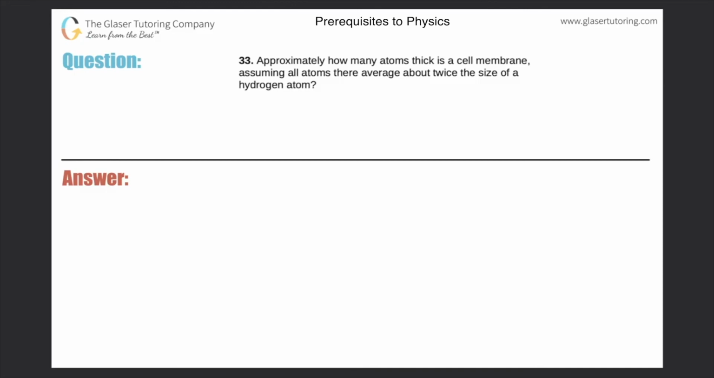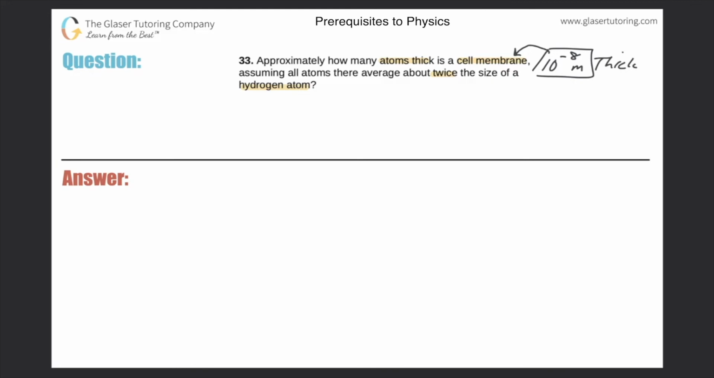Number 33. Approximately how many atoms thick is a cell membrane, assuming that all the atoms there average about twice the size of a hydrogen atom? Okay, so in order to appropriately answer this question, we do have to make a couple of assumptions. So let's first assume that the average thickness of a cell membrane is 10 raised to the negative 8 meters. Okay, so that's the average thickness of the membrane.